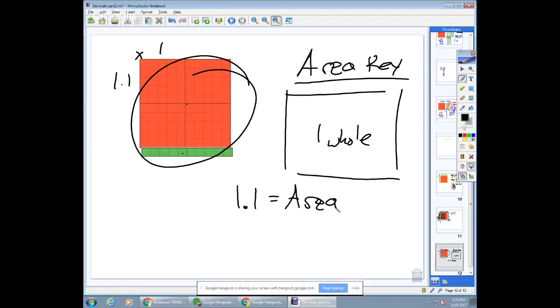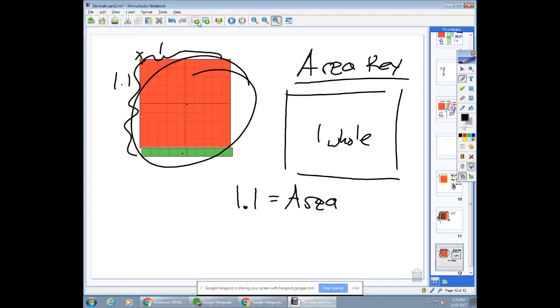Okay, let's do a slightly more complicated one. Those were just to set up the grid. Because this region right here is 1 that way and 1 and 1/10 that way. So we're going to build another one, a little more complicated.